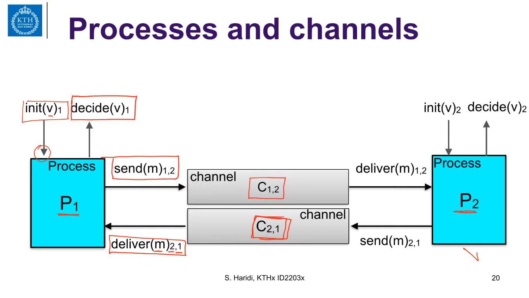So if we look at this channel, it has an input action, which is the send here, and it has an output action, which is the delivery of a message. So this will deliver a message from P1 to P2. Now let us describe each component separately.